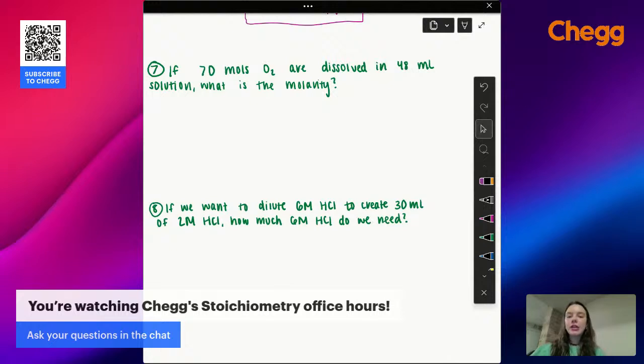So we are saying if 70 moles of oxygen are dissolved in 48 milliliters of solution, what is the molarity? So does anybody know the units of molarity?